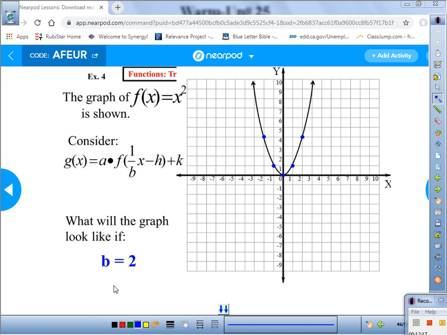Here it goes. Do they give us A? So we assume it's an invisible one. Do they give us B? Yes, now they give us B. Do they give us H? K? So my rule would look like G of X equals F of 1/2 X.